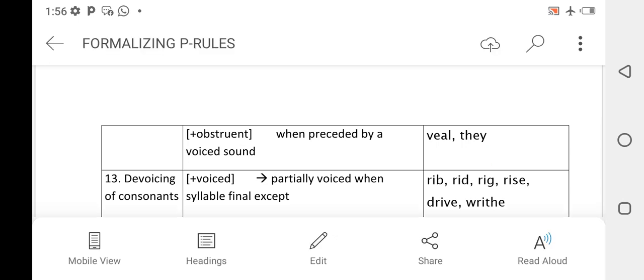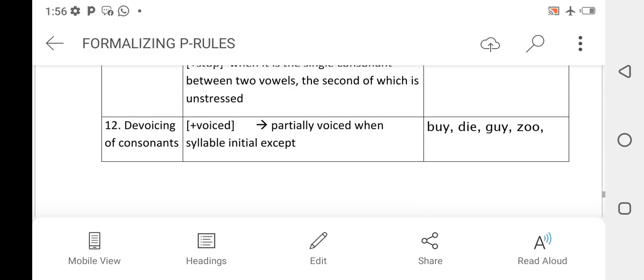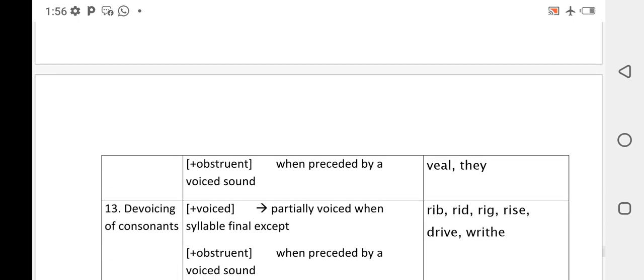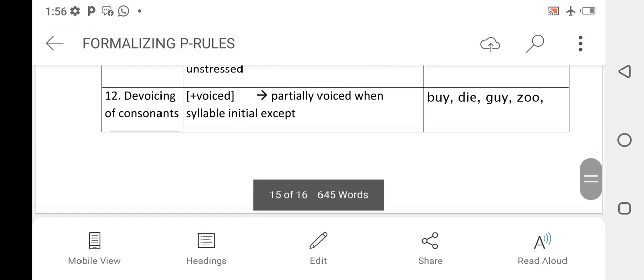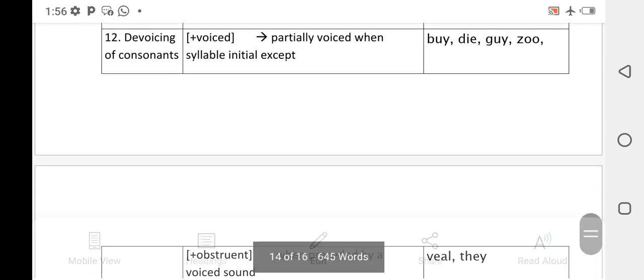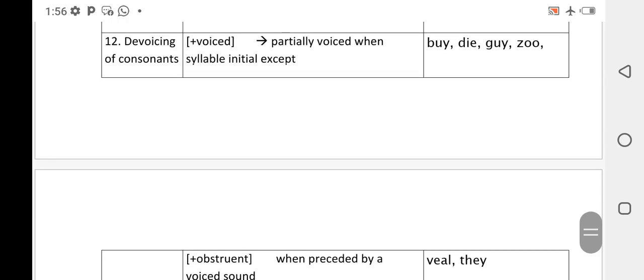All right, so we have such examples as by, die, guy, zoo, veal, they. Z is an affricate, v is a fricative, b is a plosive. So they are partially voiced when at the syllable initial position. Remember that these things, the ones that are usually at the syllable initial position, and then you say that they are aspirated, remember that they are voiceless plosives.